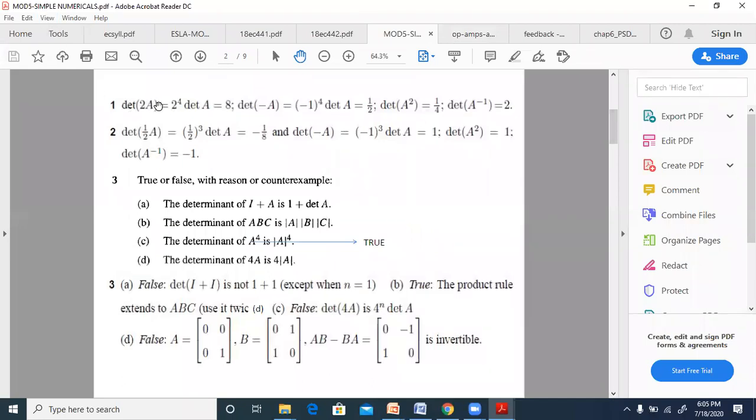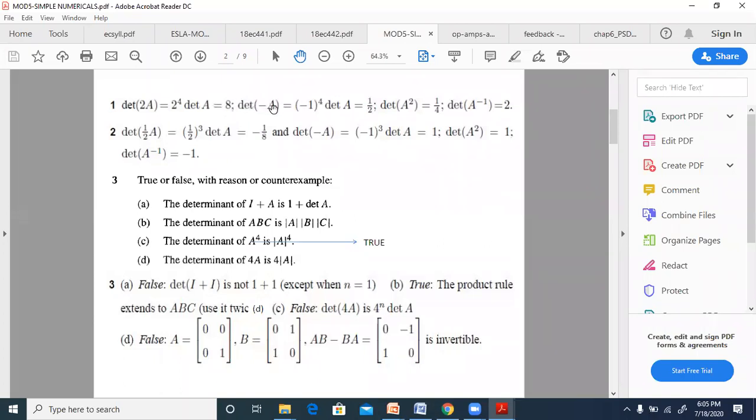So here determinant of 2A is 2 to the power of n. N is the size of the matrix, and that is 4 by 4. So therefore this is 4. 2 to the power of 4 is 16, multiplied by determinant of A. Determinant of A is given as half. So therefore it will turn out to be 8.